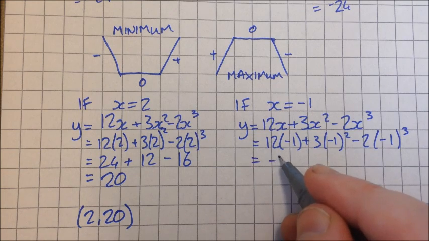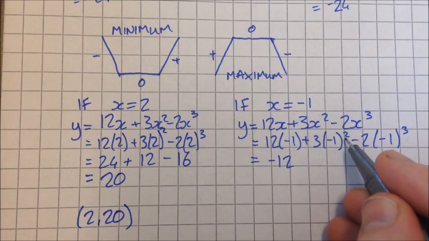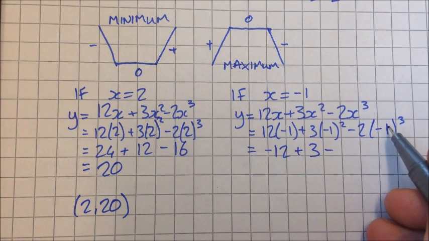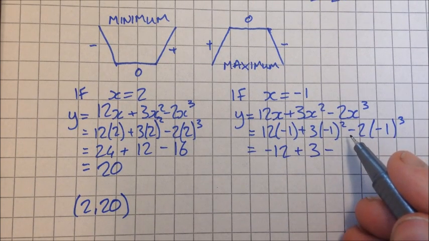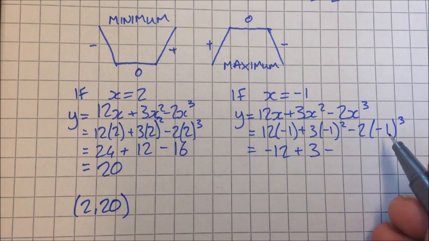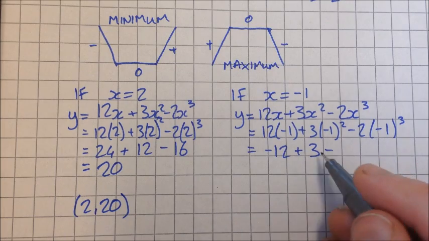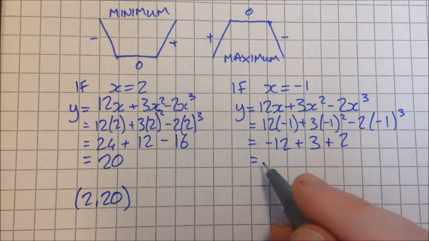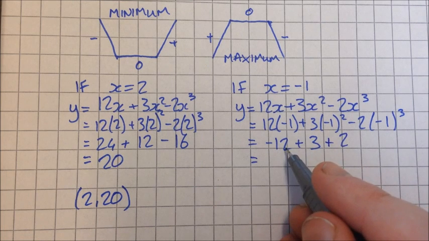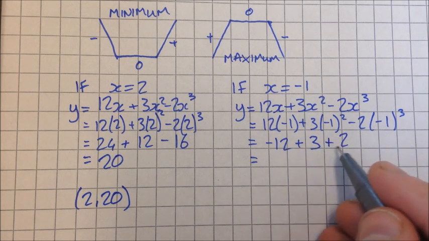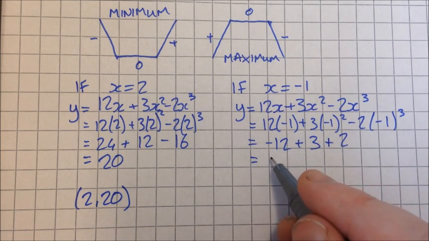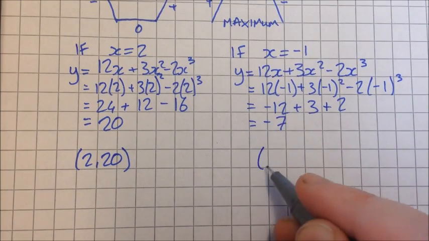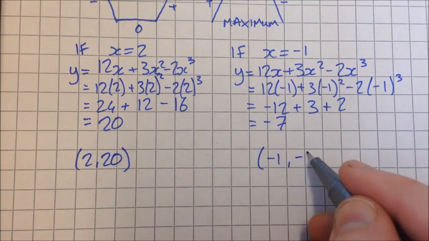12 lots of negative 1, negative 12. Negative 1 squared is 1, so 1 times 3 is 3. Negative 1 cubed is negative 1, so negative 2 times negative 1 is 2, so it's going to be plus 2 there. So that's negative 12 plus 5 basically, so that is going to be negative 7. So your two solutions are (2, 20) and (negative 1, negative 7).